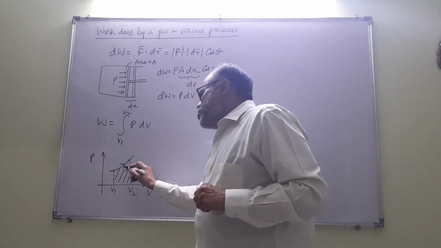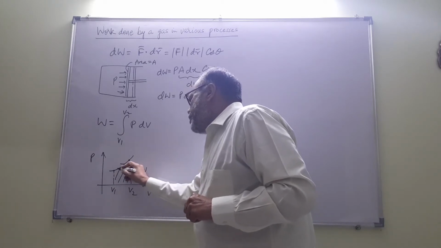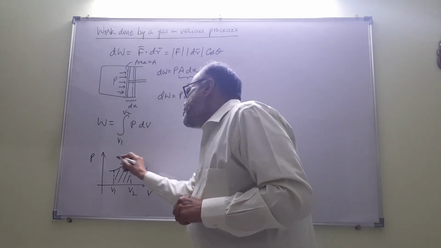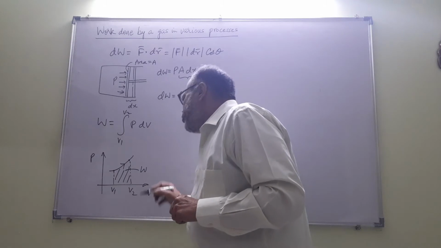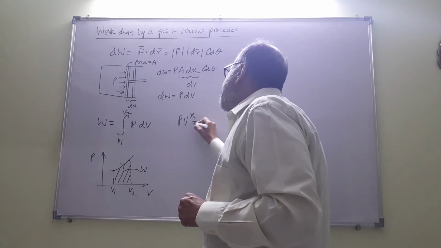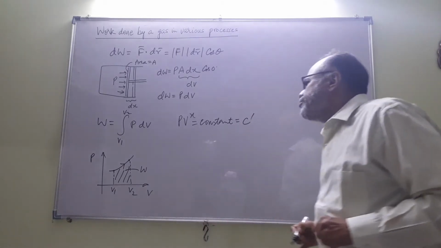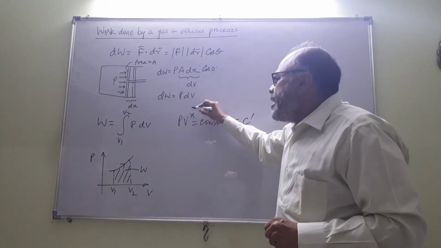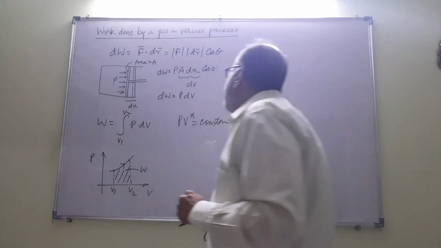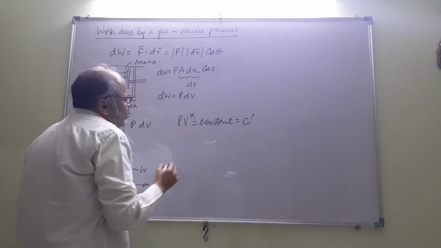Now, this process that we show by a curve essentially means that P is in some way related to V. So we could say PV power x is some constant. This constant could be some C dash, where we can vary x and hence vary the process. Let us try to understand by giving various values for x.